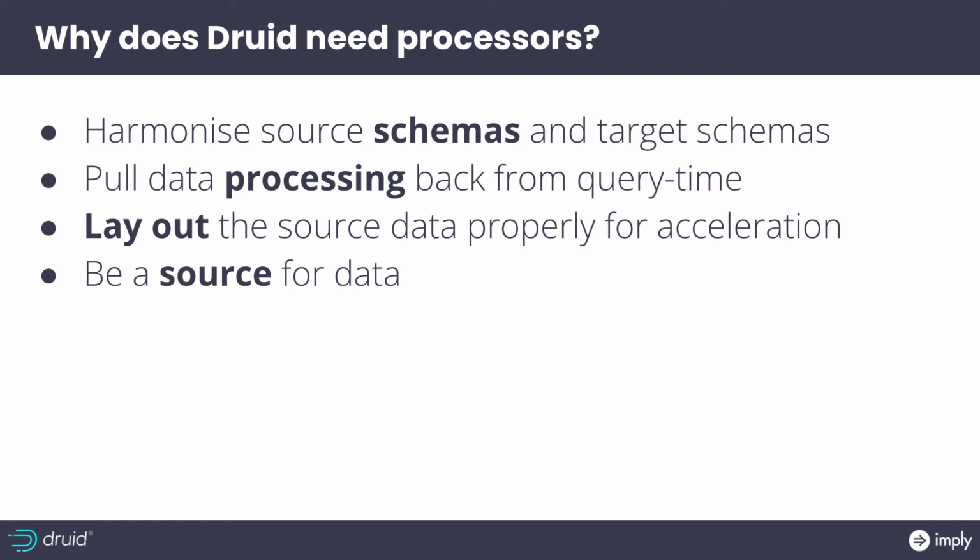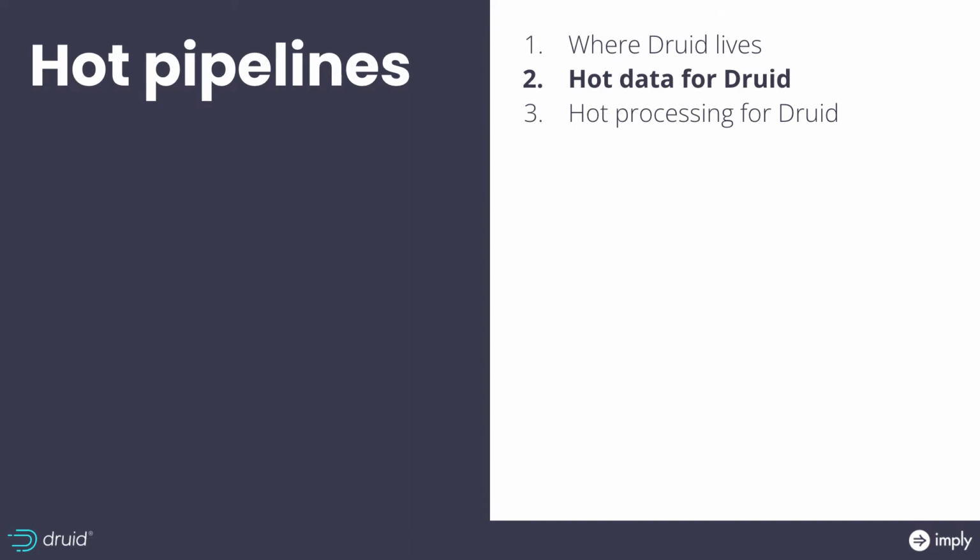Here's some examples of things you can do for them. You can harmonize the source schemas with the actual target schemas. We talk about that a little bit more in a moment. You might pull data processing back from query time, freeing up your resources from the geyser doing it earlier. You lay out the source data properly so it can be accelerated well. And importantly, you can be that source for data.